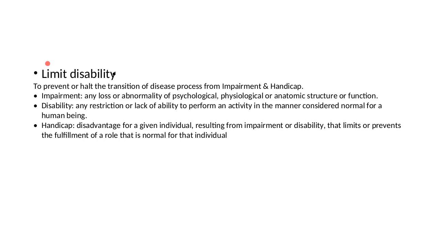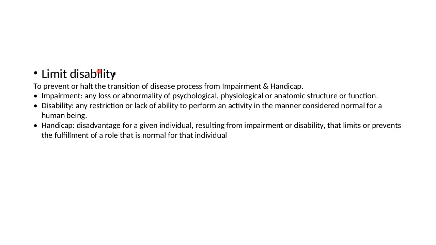So let's see the limitation of disability I'm talking about. To prevent or halt the transition of the disease process to impairment and handicap is limiting disability. You're halting or preventing the progression of the disease into more impairments and handicap. So what is the difference between impairment, disability, and handicap?